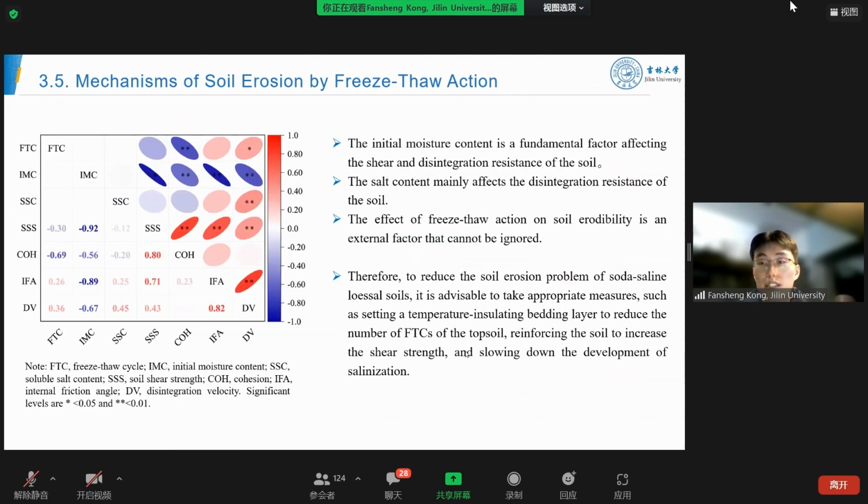The Pearson correlation analysis shows that the properties of the soil are important internal factors in determining its erodibility. The effect of freeze-thaw action on soil erodibility is an external factor that cannot be ignored. Therefore, to reduce the soil erosion problem of Soda-Saline loess soil, it's advisable to take appropriate measures, such as setting a temperature insulating bed layer to reduce the number of freeze-thaw cycles of the topsoil, reinforcing the soil to increase the shear strength, and slowing down the development of disintegration.